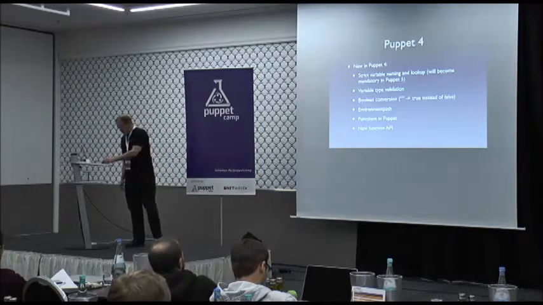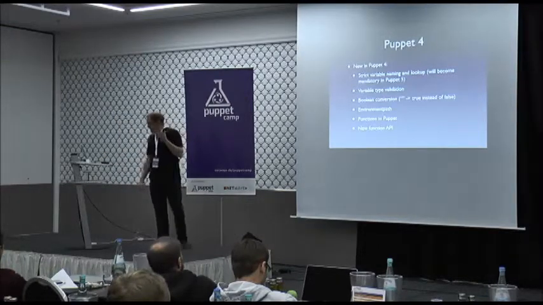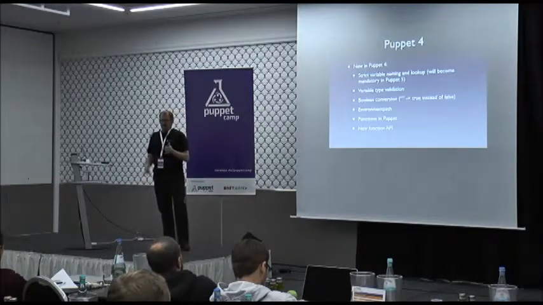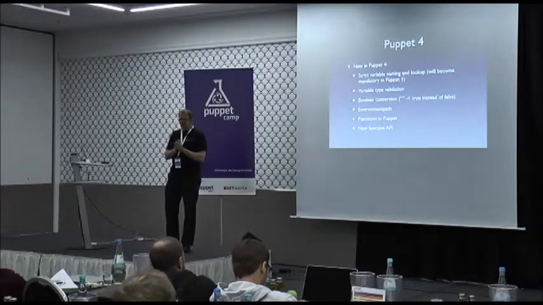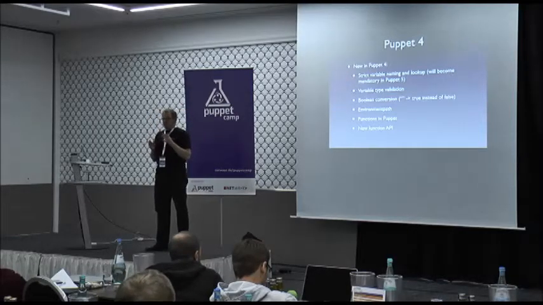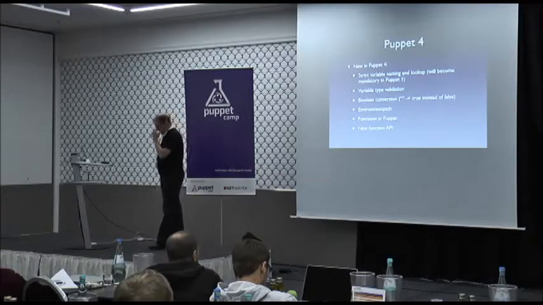But there are new things that will come with Puppet 4. Originally, they wanted to have the strict variable naming and lookup already mandatory in Puppet 4, but they said, okay, no, we need to give our users a little bit more time to adopt to these changes. So we will deprecate that stuff, and we will make it mandatory in Puppet 5.